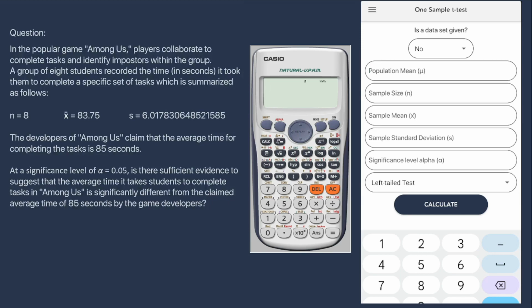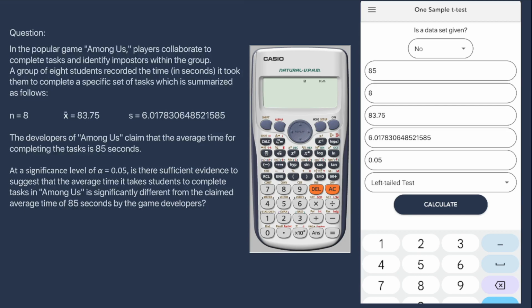For the population mean, we have 85, since we are told that the game developers claim that the average time for completing the task is 85 seconds. Next, we input the sample summary statistics with 8 for the sample size, 83.75 for the sample mean, and the given value for the sample standard deviation. We are also given the significance level alpha equal to 0.05.